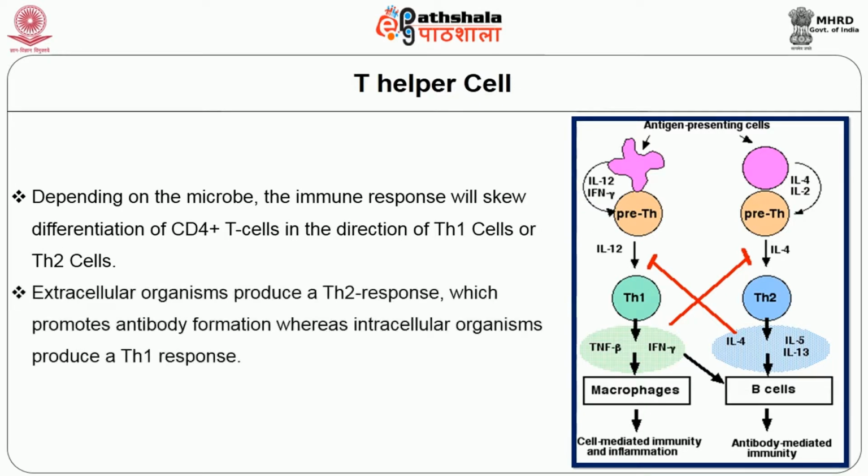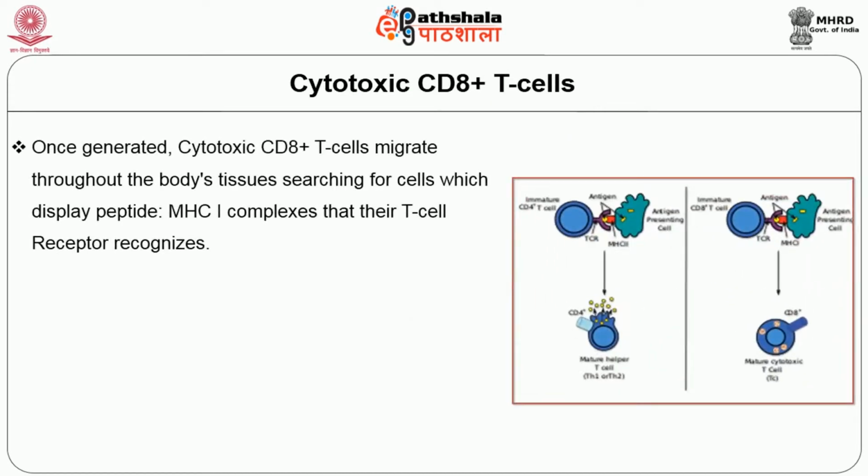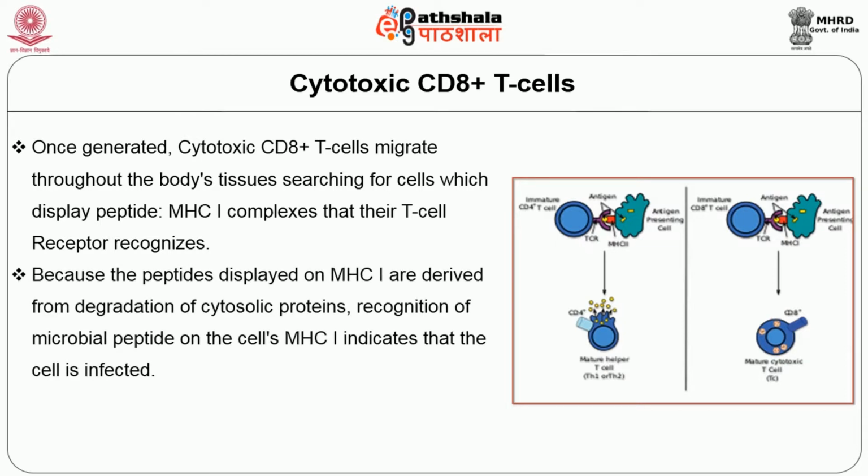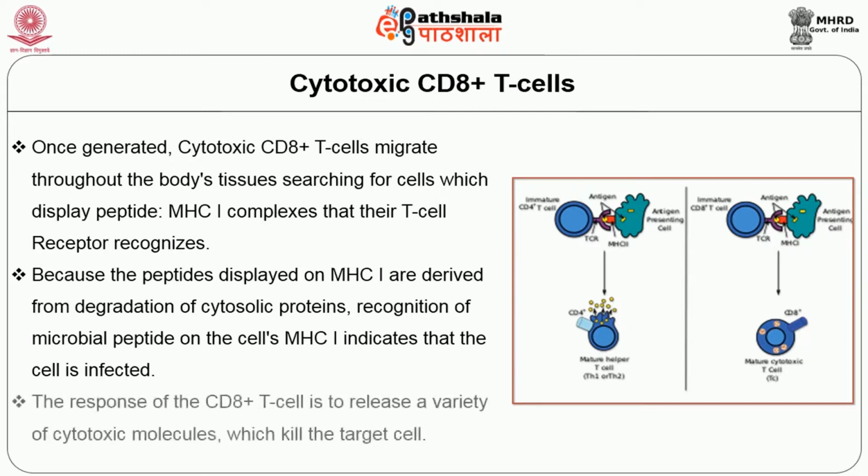Extracellular organisms produce a T helper 2 cell response, which promotes antibody formation, whereas intracellular organisms produce a T helper 1 response. The cytotoxic CD8 T cells migrate throughout the body's tissue searching for cells which display a peptide MHC1 complex that their T cell receptor recognizes. Because the peptides displayed on MHC1 are derived from the degradation of cytosolic proteins, recognition of a microbial peptide on cells by MHC1 indicates that the cell is infected. The response of the CD8 T cells is to release various cytotoxic molecules which kill the target cells.